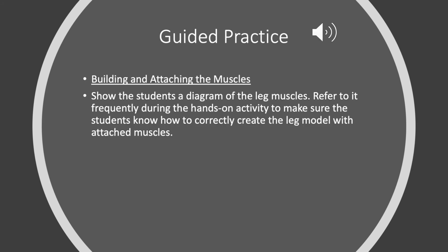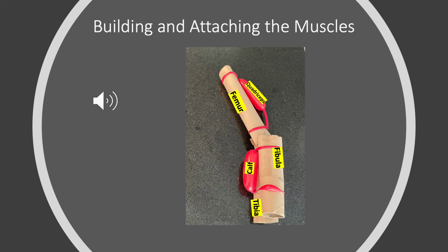For the building and attaching of the muscles, again show the diagram of the leg muscles to the students and refer to it frequently so that they know how to correctly create the leg model with attached muscles. You will help the students blow up both their balloons with the balloon inflator about 1/3 of the way and press the air to the center of each balloon, leaving lots of unused balloon on both ends. Have each student label their muscles, quadriceps and calf.